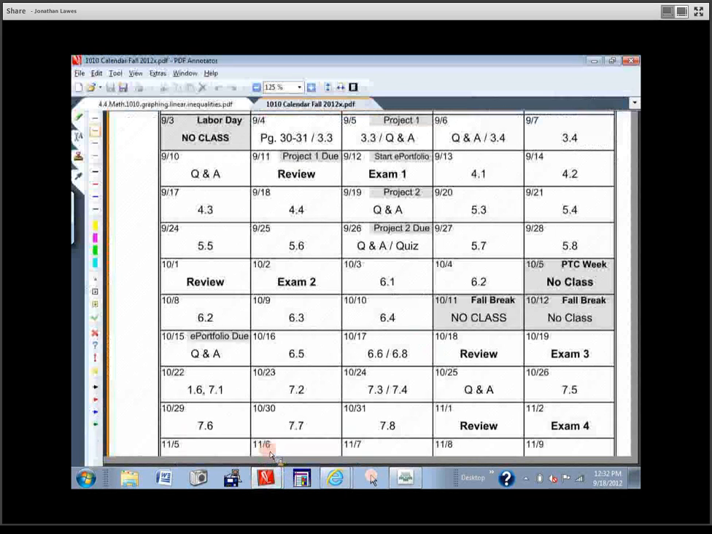So let's have a quick look at the calendar. We are, let's see, right here on the 18th. We're going to finish chapter 4 today. Tomorrow will be a Q&A day, and we're also starting the project. So if you come to class tomorrow with all of chapter 4 done, including 4.4, then tomorrow we can take questions on anything that we've gone over.